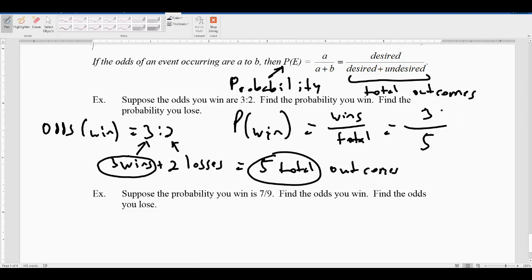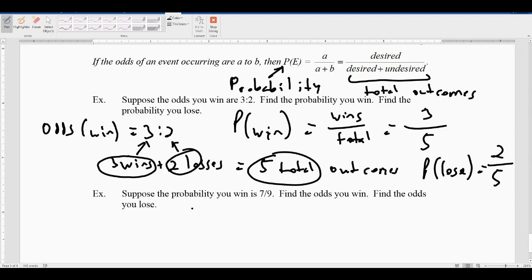And it says to find the probability that you lose. So if you think about that, I can do that right here. Find the probability that you lose. How many ways can you lose? Well, there's 2 losses. Out of how many total? 5. So it's 2 out of 5.